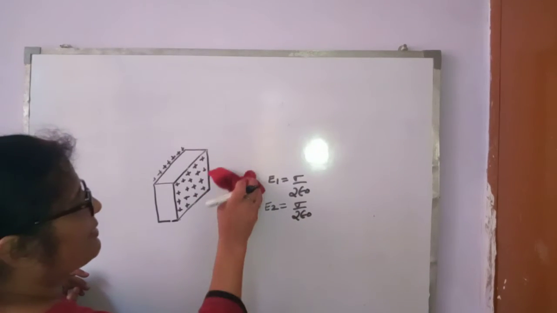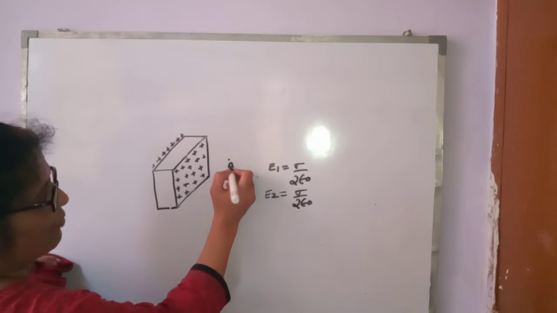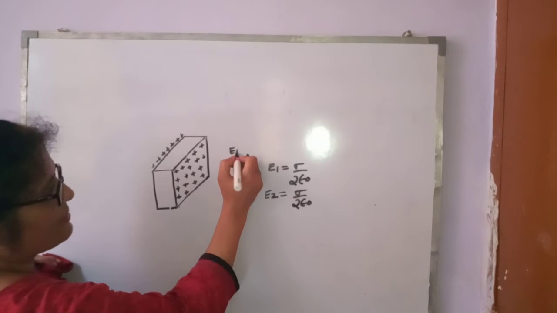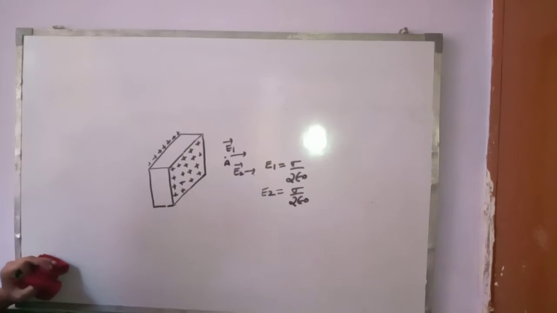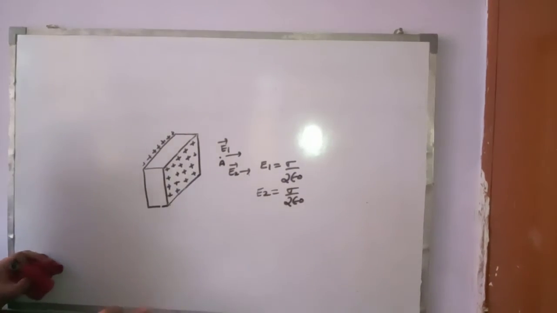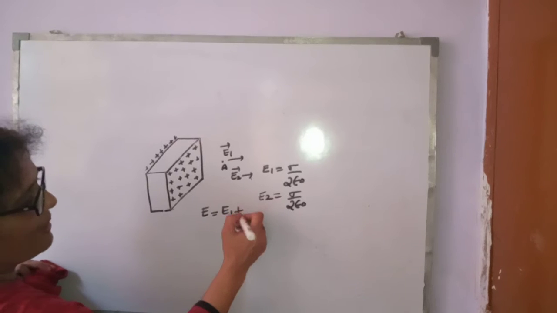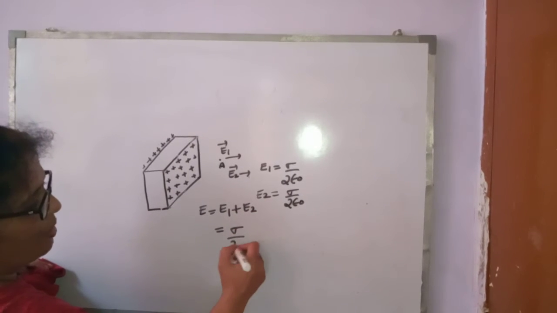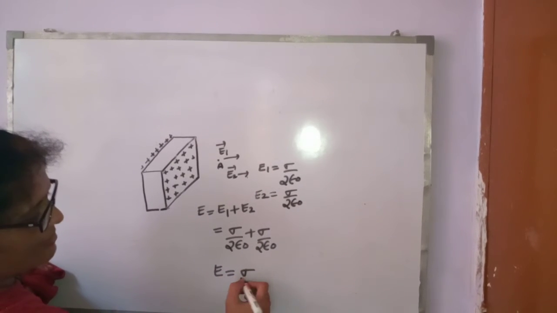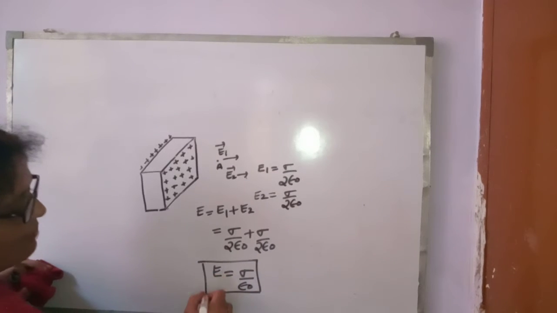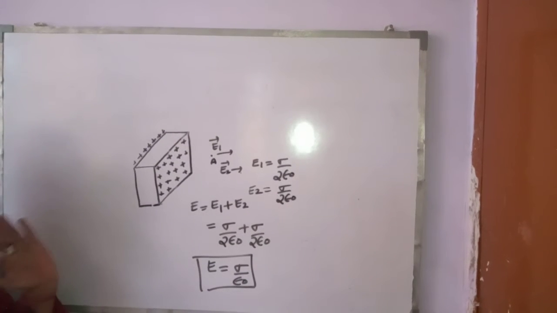Then what is the resultant value of the electric field? Both are in the same direction, away from the sheet. This is your E1 and this is your E2. Both are in the same direction, so they can be added to each other as per the laws of vector algebra. The electric field comes out to be E1 plus E2, equal to sigma upon twice epsilon naught plus sigma upon twice epsilon naught. E becomes equal to sigma upon epsilon naught. This is the electric field due to the thick plane sheet of charge which is uniformly charged.